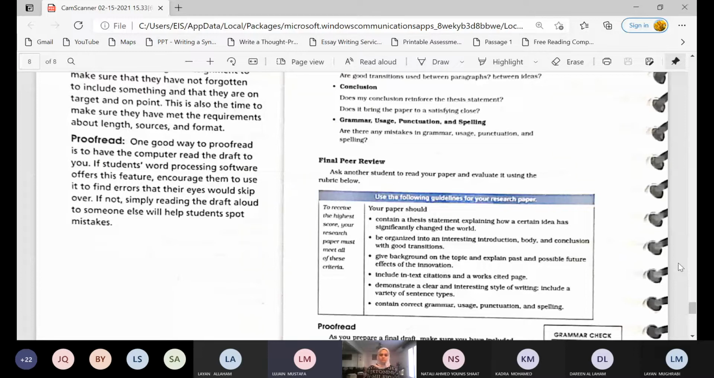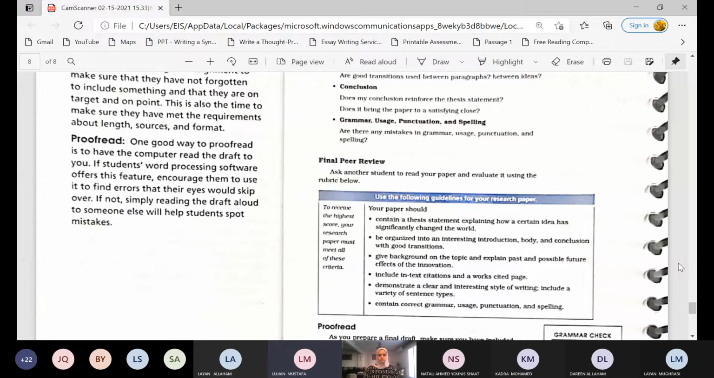Grammar, usage, punctuation, and spelling. Are there any mistakes in grammar, usage, punctuation, and spelling? I should make sure I wrote everything in the right spelling and that my sentences are grammatically correct. Yes, thank you. Continue. Final peer review.